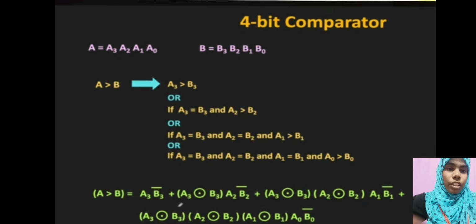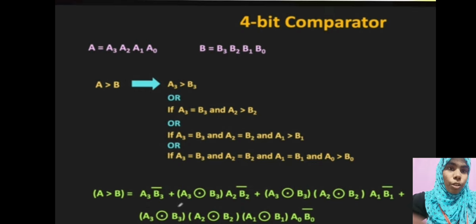A3 B3 bar. When A3 is greater than B3, then A3 is 1 and B3 is 0. 1 is the real binary number, and 0 is its complement, so 0 is represented as bar. A3 B3 bar. A3 exclusive NOR B3. In the previous slide, we assumed A3 equals B3 is A3 exclusive NOR B3.